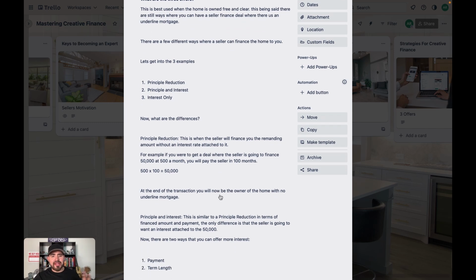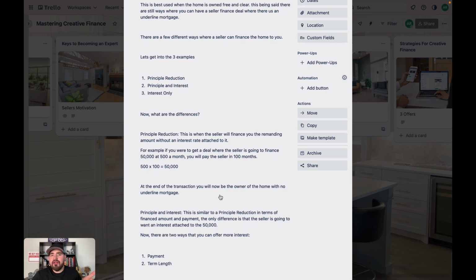Now, at the end of the transaction, you will have no underlying mortgage, which is the beauty of a principal reduction offer. Anytime you can put a principal reduction offer in place, please put it in place because they are literally giving you free money.